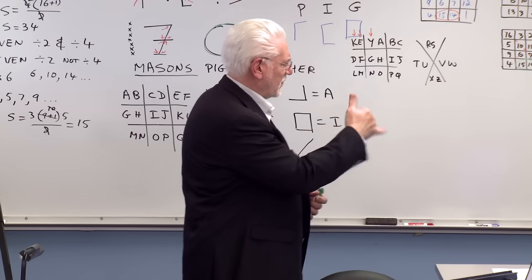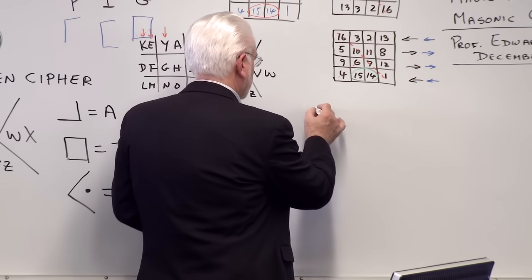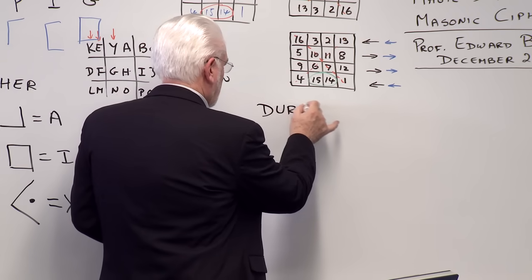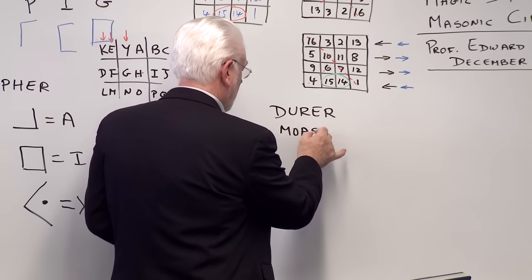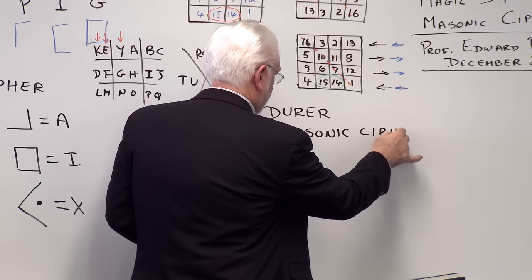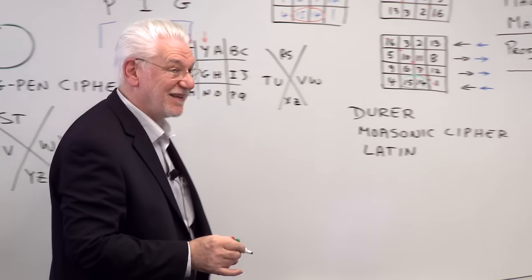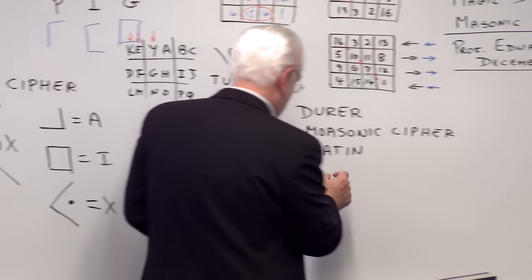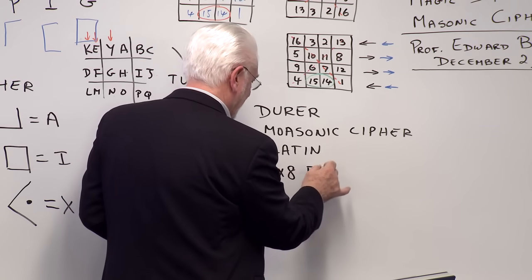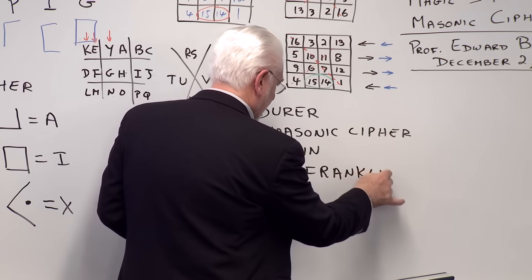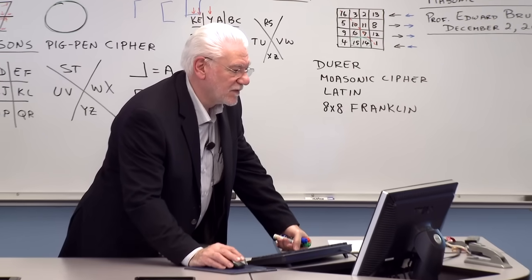Now, he has another part of the book, he also uses Benjamin Franklin's square. So this is Durer's square. He used Durer's magic square. He used the Masonic cipher. And then the message was written in Latin, so you had to know Latin. And then there was another complication to the whole thing where he used an 8x8 square by Benjamin Franklin. Let me go find this square for you here.